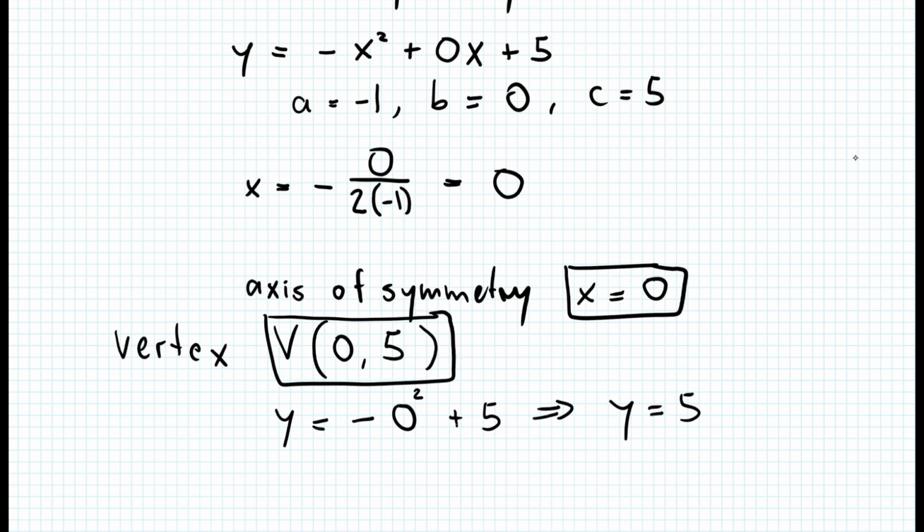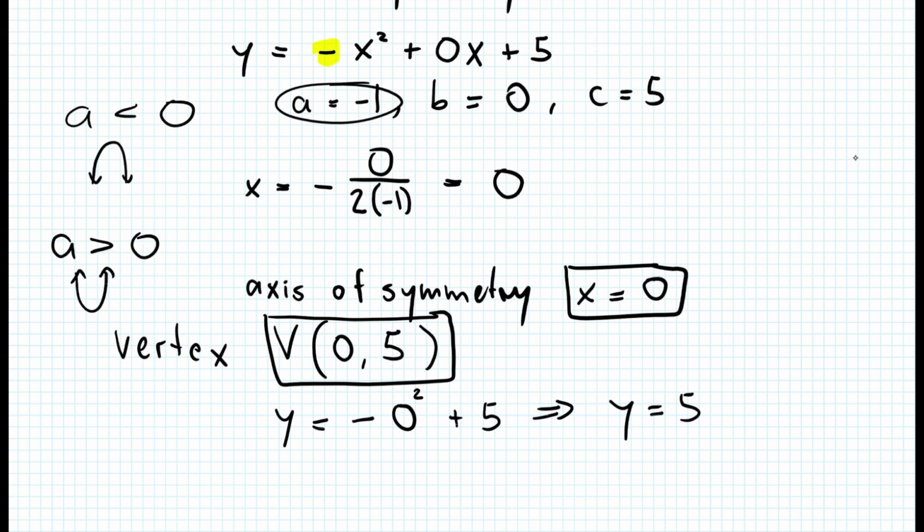Okay, so we found the axis of symmetry and the vertex. So the question is, does the parabola open upwards or downwards? Well, if you look at the negation over here, that actually indicates that the parabola opens downwards, because in this case the a value here, as you can see over here, is less than 0, the parabola opens downwards. And again, if a is greater than 0, the parabola opens upwards. Okay, so this is just a side note.